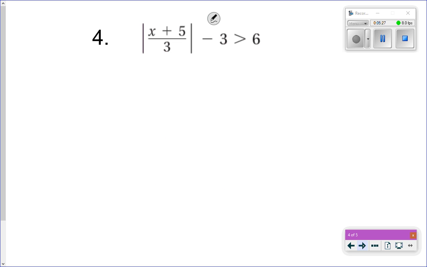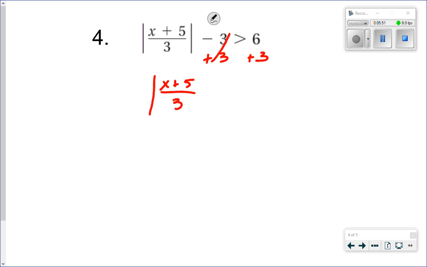Next example, I've got absolute value of x plus 5 over 3 minus 3 is greater than 6. So first step, remember, is to make sure the absolute value bars are by themselves. We've got that minus 3 there. That needs to be moved over. So it's being subtracted right now. The opposite of subtracting is adding. So I'm going to add 3 to both sides. Absolute value of x plus 5 over 3 greater than 6 plus 3 is 9. All right, there's nothing unique about how this is set up, so I know I'm going to need to solve both cases. So I'm going to go ahead and set those up.